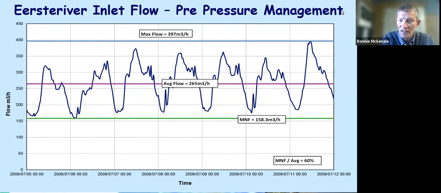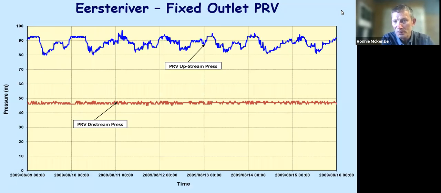It's a fully pressurized system. So there's definitely scope to do something. We've got very high leakage, very high pressure, and we can do something. So we put in a pressure reducing valve, and we set the pressure reducing valve going into the zone. In this case, we set it for about 47 meters, and we got a very stable pressure profile coming in.